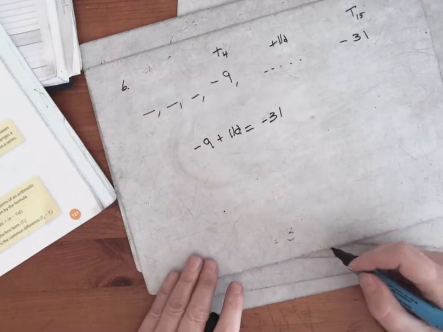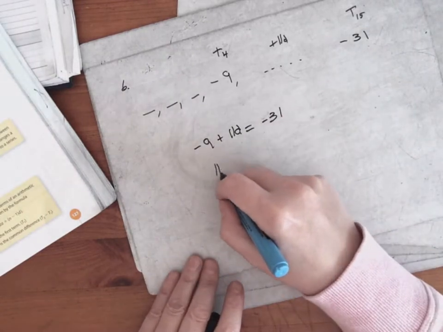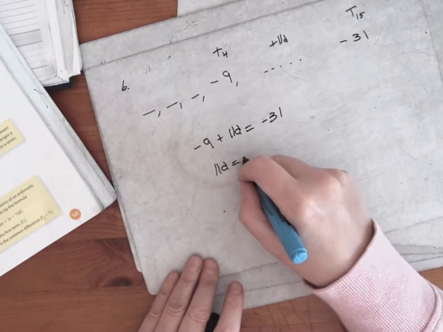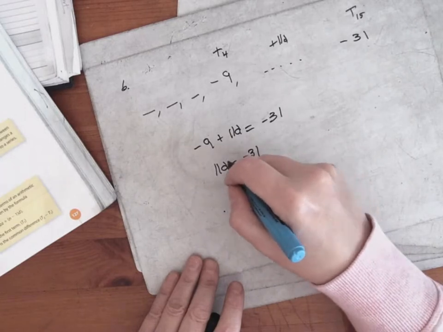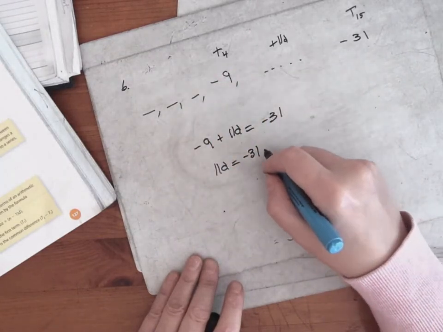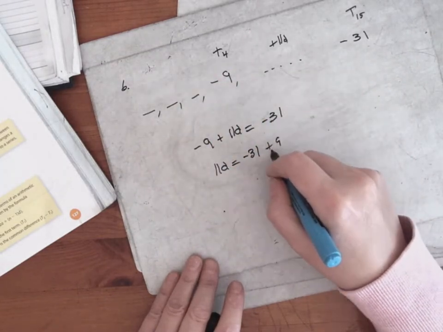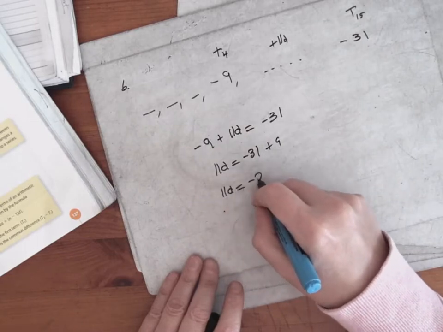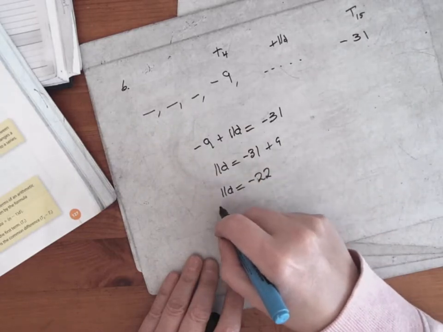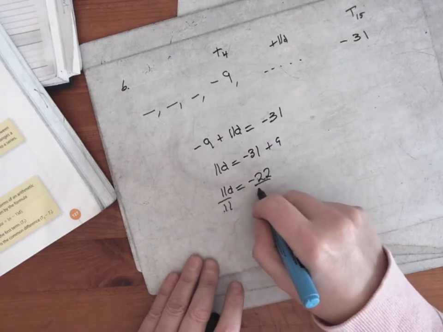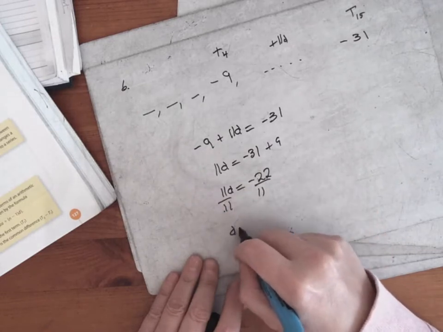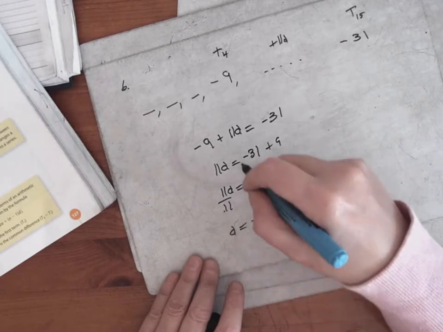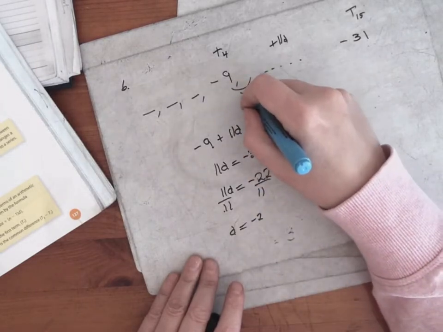So D's on one side, numbers on the other. So leave 11D, minus 31 is here already. Bring 9 over the wall and it becomes a plus 9. So that means 11D is equal to minus 22. Divide each side by 11 and you end up with D is equal to minus 2. So that means you're minusing 2 every time.